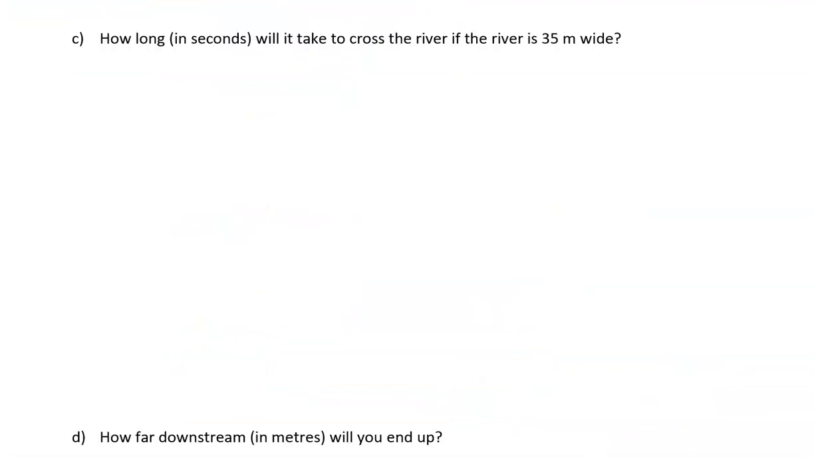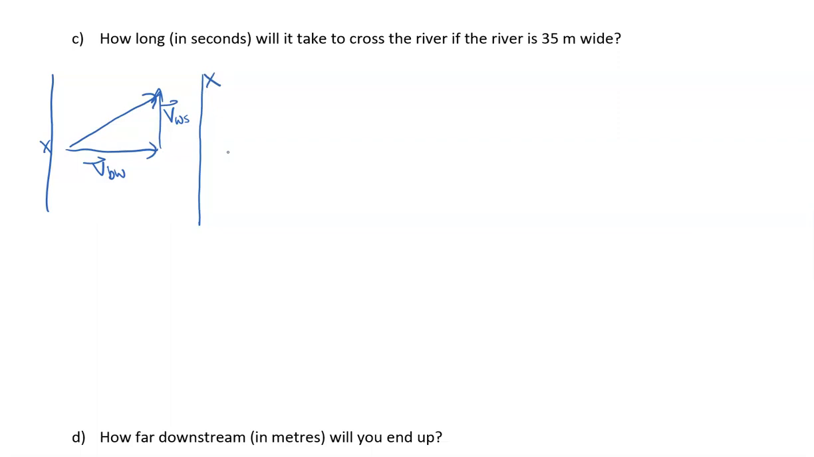So how long in seconds will it take to cross the river if the river is 35 meters wide? Let's just draw this again, just a quick diagram to have it on this page. We know that we're trying to go across that river, and as we try to go in this direction, the velocity of the boat relative to the water, we're going to get swept downstream by the velocity of the water relative to the shore. And so if we start somewhere like here, we're actually going to end up somewhere over here. We're not going to go directly across.